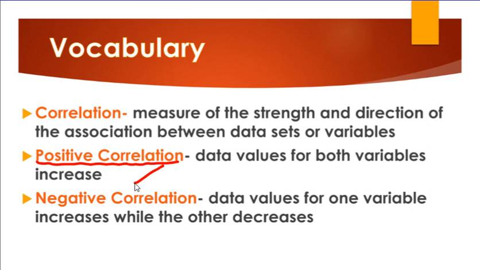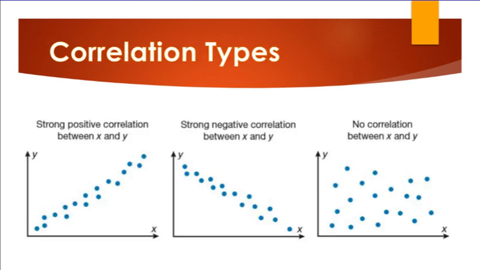Negative correlation, data values for one variable increase while the other one decreases. So it goes down from left to right. So when y decreases, the x increases. So let's take a look at some examples here. We have a strong positive correlation between x and y because as the x gets bigger, the y's get bigger. So our slope is a positive slope. It's going up from left to right.